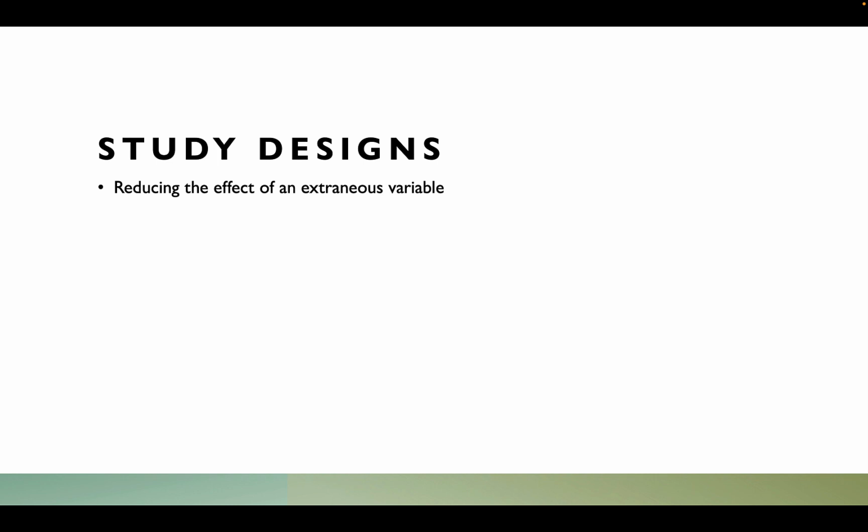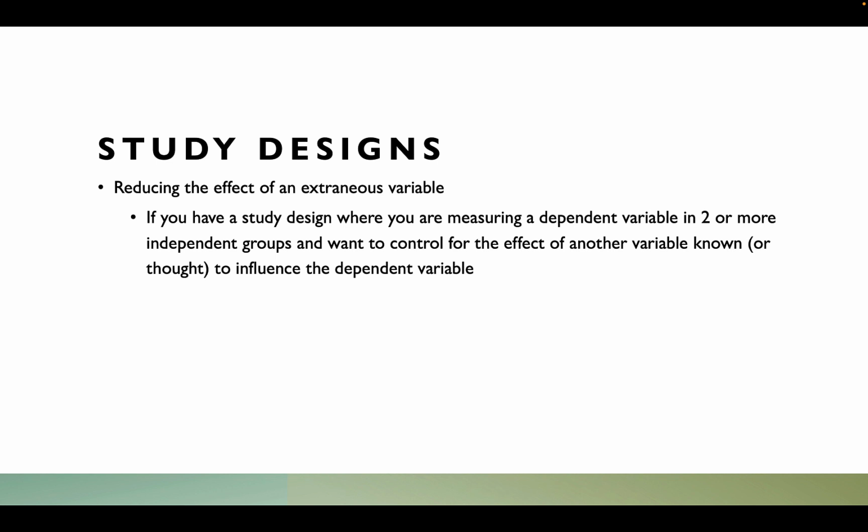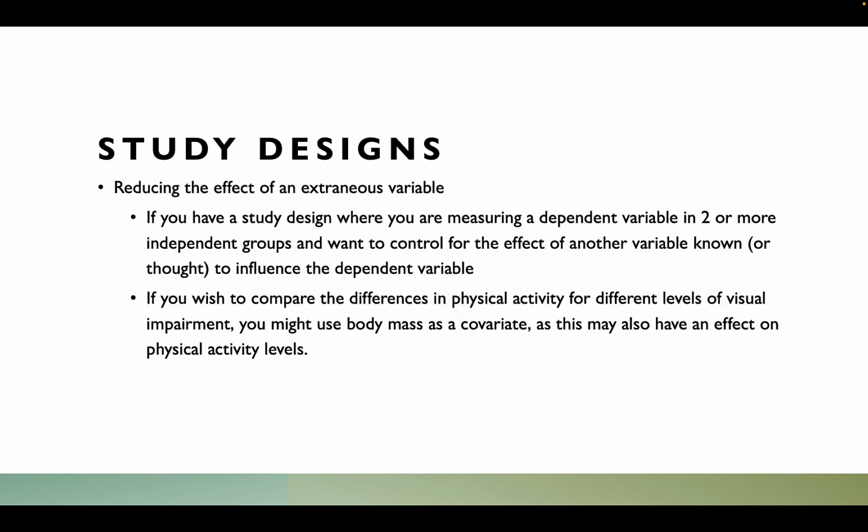All right, another example would be reducing the effect of an extraneous variable. So if you have a study design where you are measuring a dependent variable in 2 or more independent groups and want to control for the effect of another variable known or thought to influence the dependent variable. So an example here would be if you wish to compare the differences in physical activity for different levels of visual impairment. You might use body mass as a covariate, as this may also have an effect on physical activity levels.